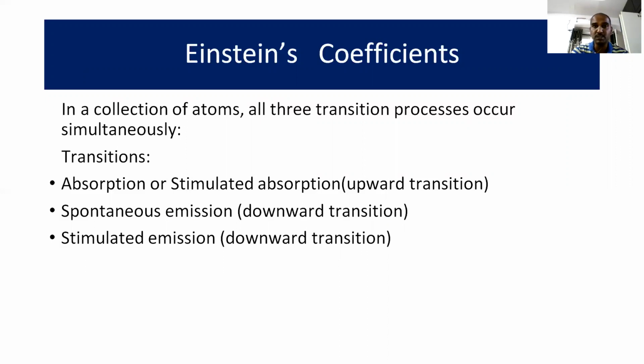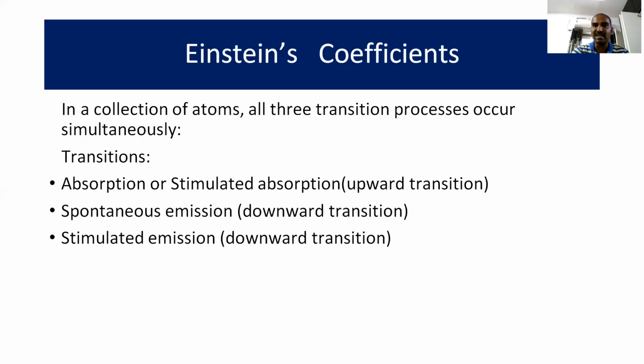So with the help of these two assumptions, he made a mathematical relation, and he identified the use of the emission coefficient rather than the absorption coefficient. So briefly, this theory is known as Einstein's theory of radiation or Einstein's coefficients.